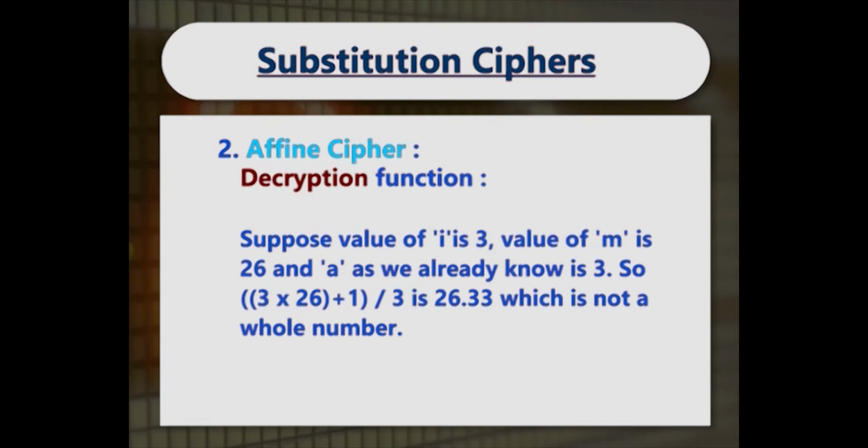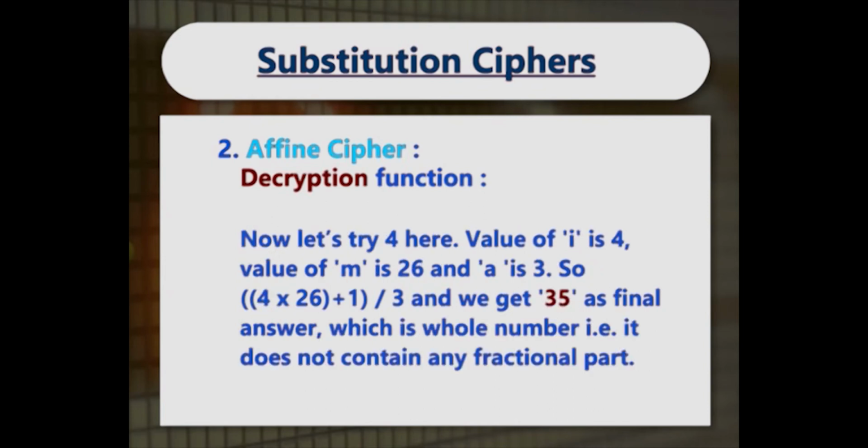Now, let us try 3. The value of I is 3, the value of m is 26, and A, as we already know, is 3. So, 3 multiplied with 26 plus 1 and divided by 3 is 26.33, which is not a whole number. So, 3 does not work here. Now, let us try 4 here. The value of I is 4, the value of m is 26, and A is 3. So, 4 into 26 plus 1 divided by 3, and we get 35 as the final answer, which is a whole number, that is, it does not contain any fractional part. Now, we have the multiplicative inverse.